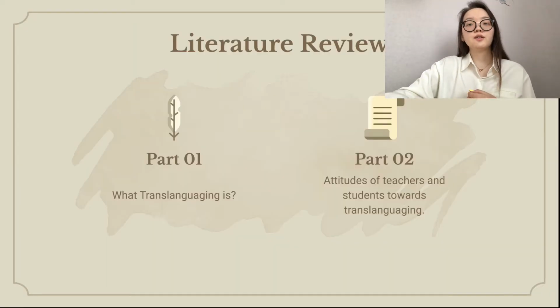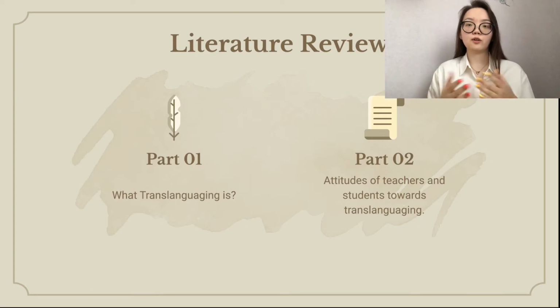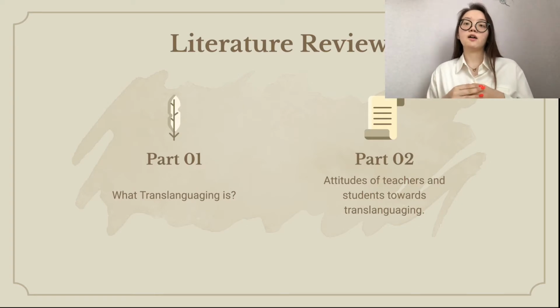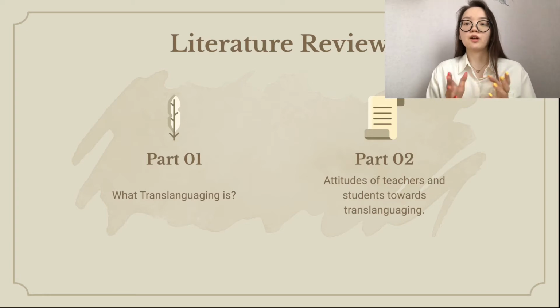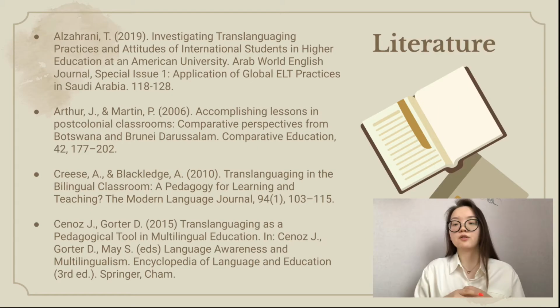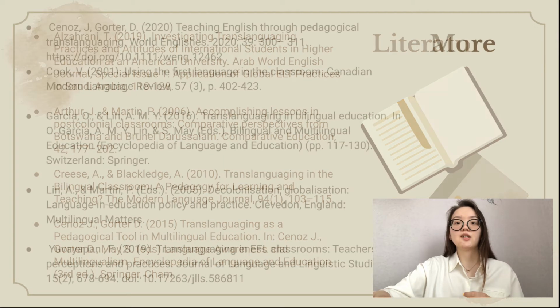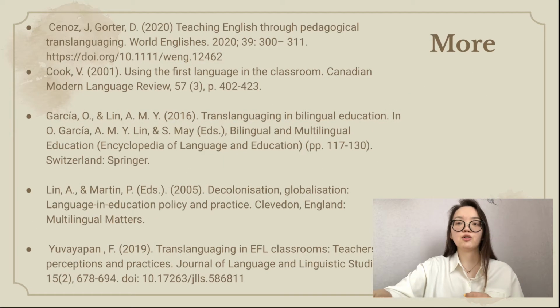The literature review consists of two parts. The first is what translanguaging is, and the second part is attitudes of teachers and students toward translanguaging. Here, several studies were covered on this topic, similar to this research. Here you can see the materials, the studies covered in the literature review, on your screen.